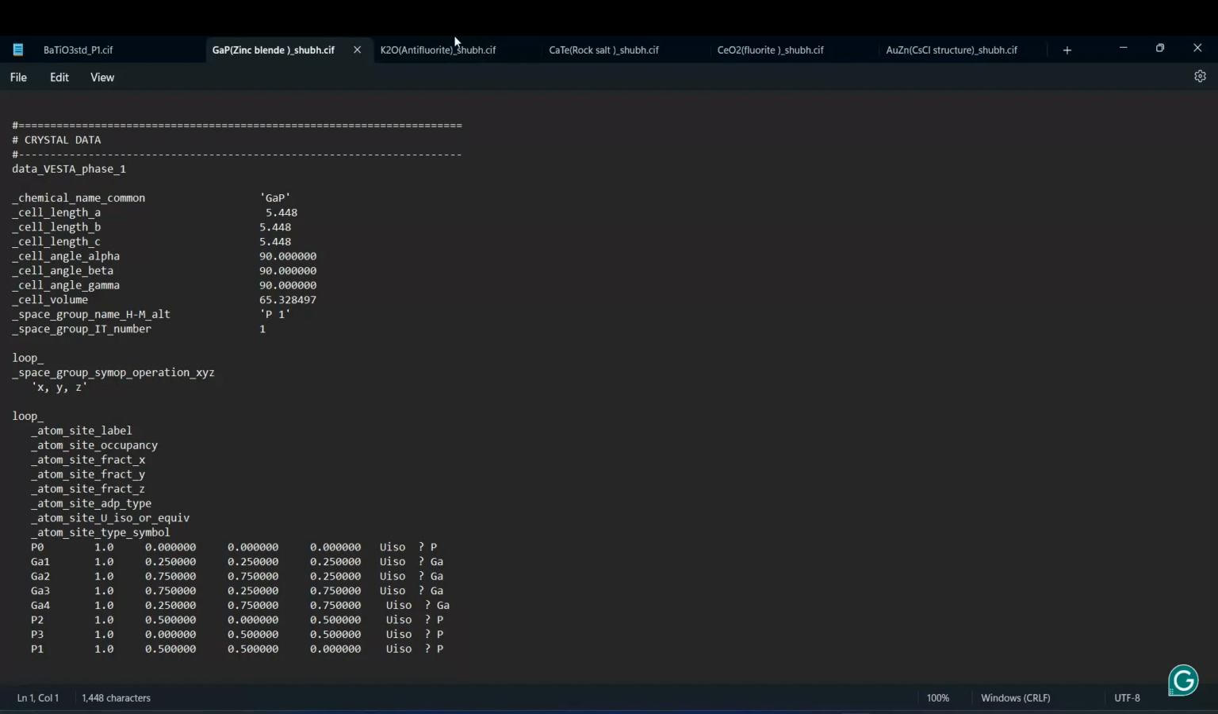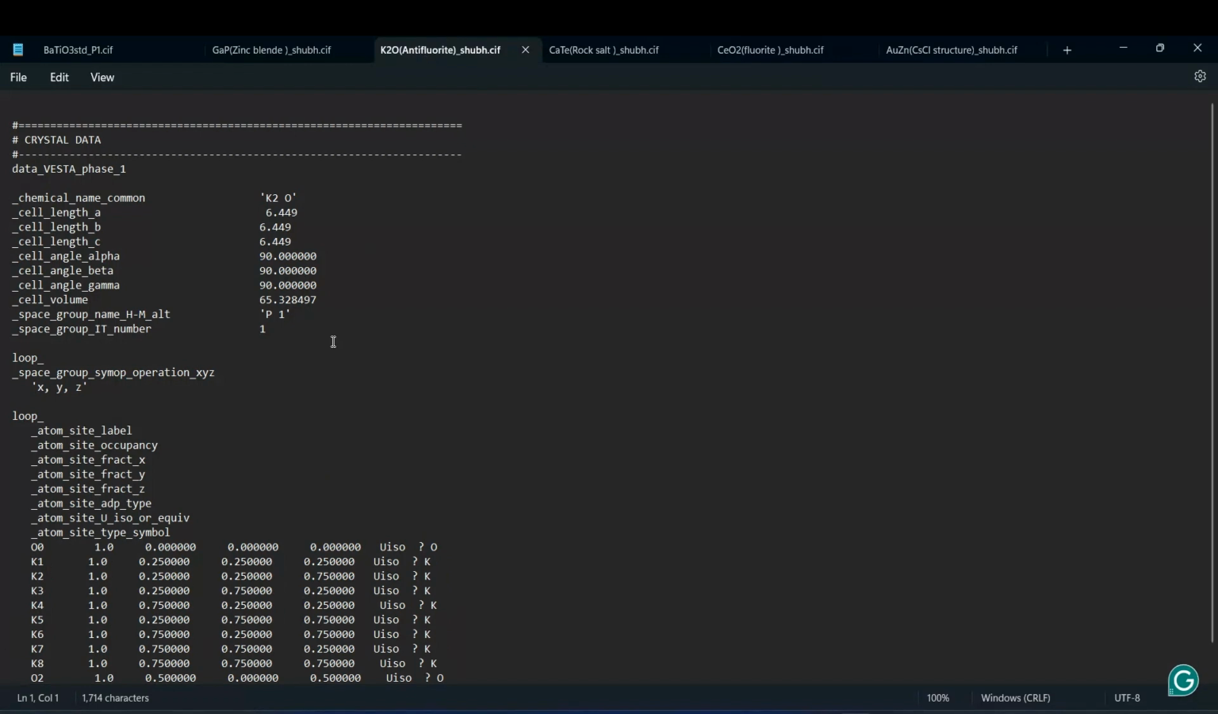And now K2O. K2O is like antifluorite. Antifluorite basically here means all the tetrahedral voids will be occupied by the metal, and the FCC will be created by the oxygen.